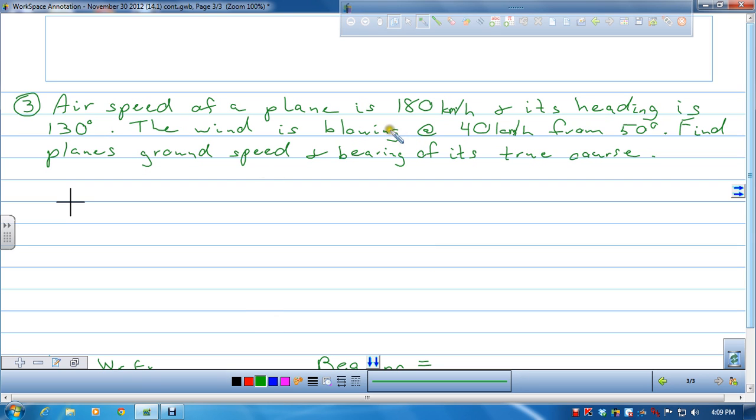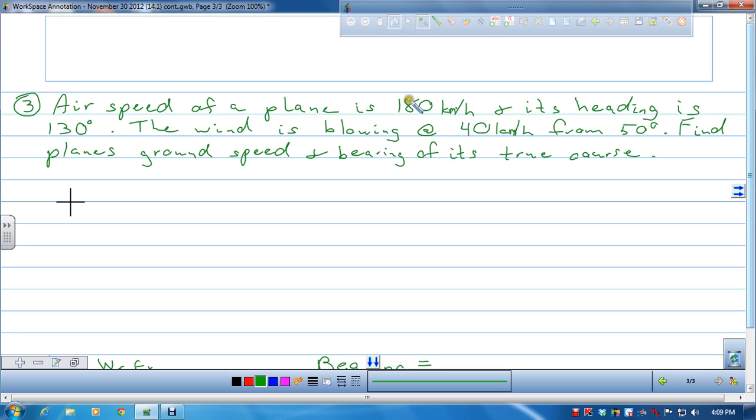Airspeed of a plane is 180 kilometers per hour and its heading is 130 degrees. The wind is blowing at 40 kilometers an hour from 50 degrees. Find the plane's ground speed and bearing of its true course. Alright.